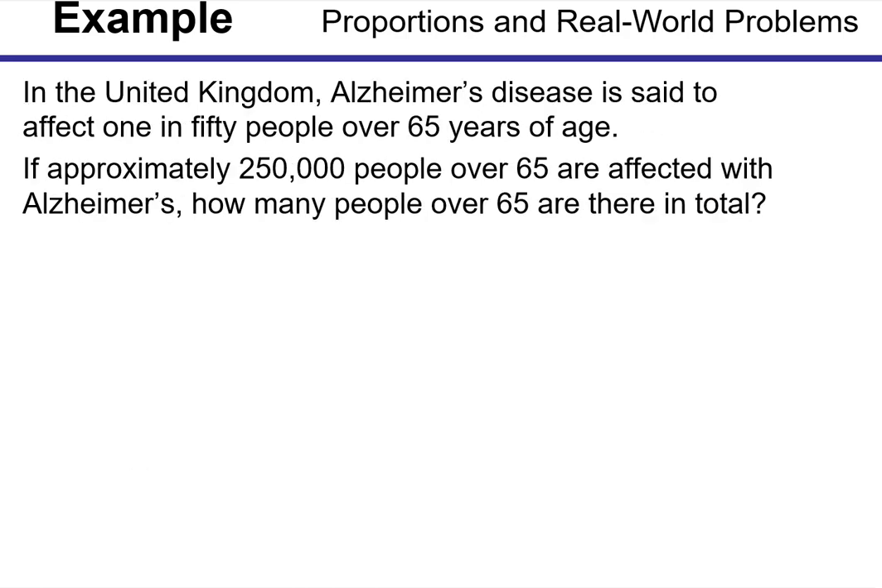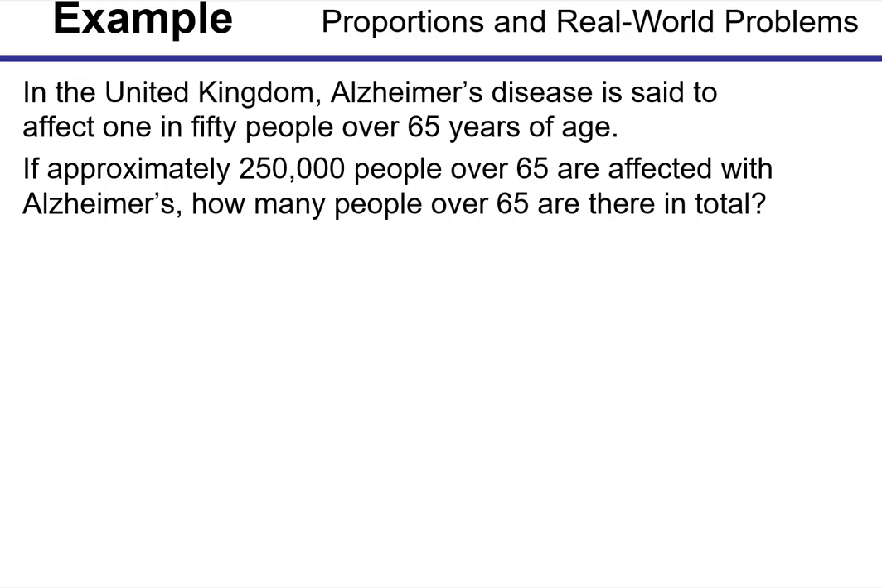All right, here's another example where we're talking about statistics. Now, these statistics can be statistics about health, like this problem is Alzheimer's, but it could be about crime. It could be about voting statistics. All kinds of things are relevant here for proportions to solve real-world problems. Let's take a look at this one.